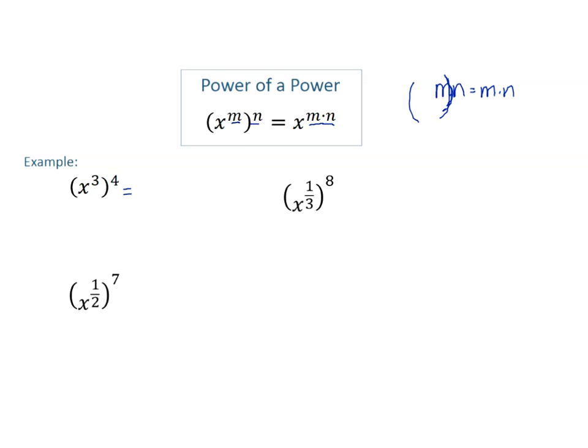We're going to start off easy. X to the third to the fourth. So we're taking a power of a power here, so we have to multiply our exponents, and we get x to the 12th.